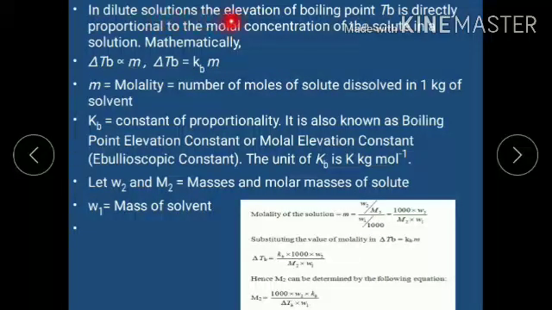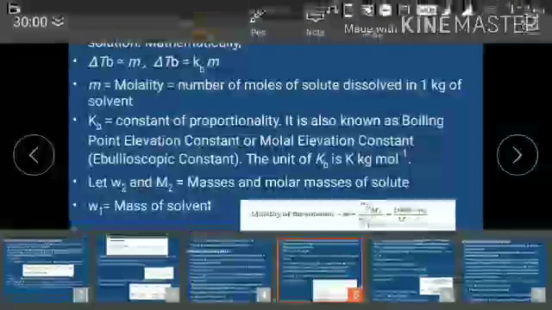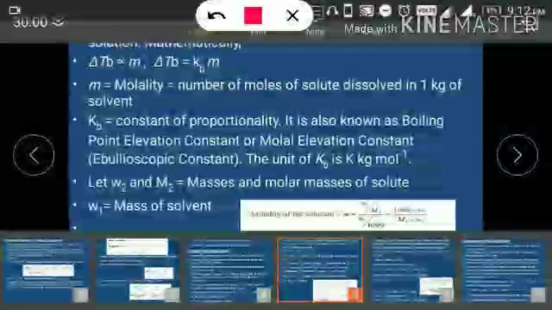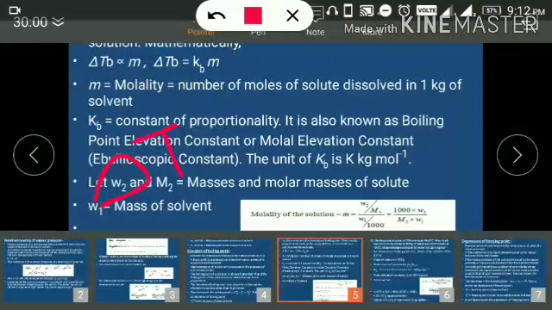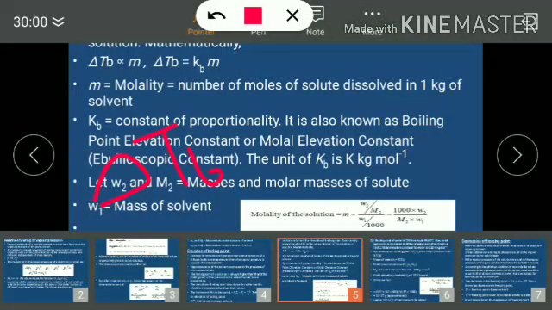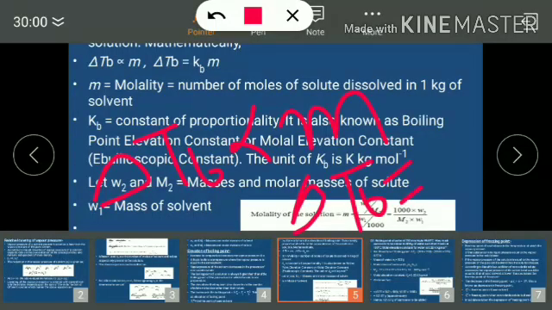In a dilute solution, the elevation of the boiling point ΔTb is directly proportional to the molal concentration of the solute in a solution. We can say ΔTb, the elevation in boiling point, is directly proportional to molality. Okay, and you know the formula of molality. If I remove the directly proportional sign, then I will get ΔTb = Kb m. Kb is the constant.